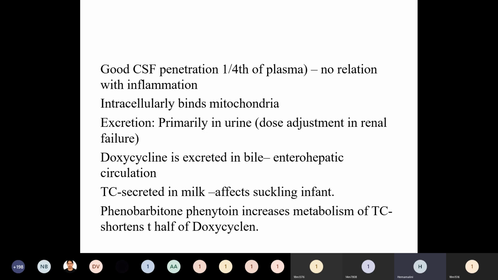Doxycycline is also excreted in bile, and some amount undergoes enterohepatic circulation. Tetracyclines are also secreted in the milk, which may affect the suckling infant, so they are contraindicated in lactating mothers. Phenobarbital, phenytoin, these drugs increase metabolism of tetracyclines. So what will happen? The T half of tetracycline reduces.